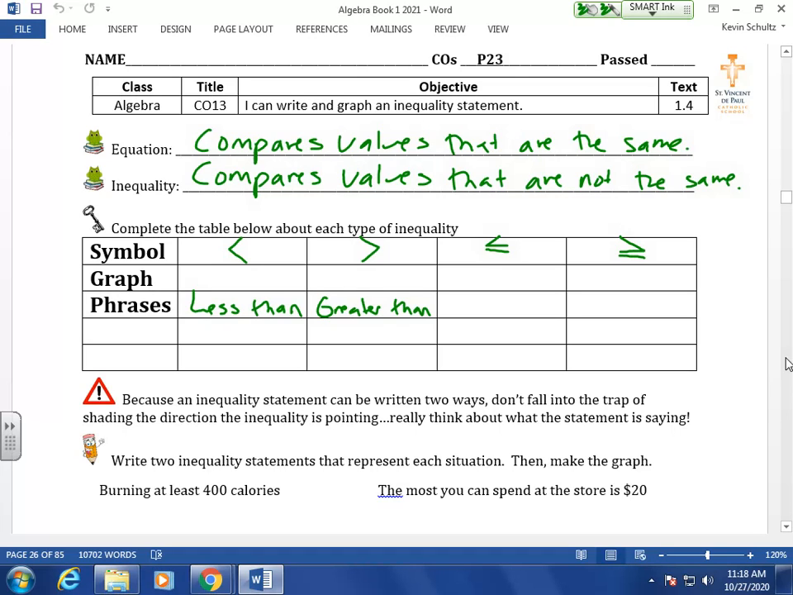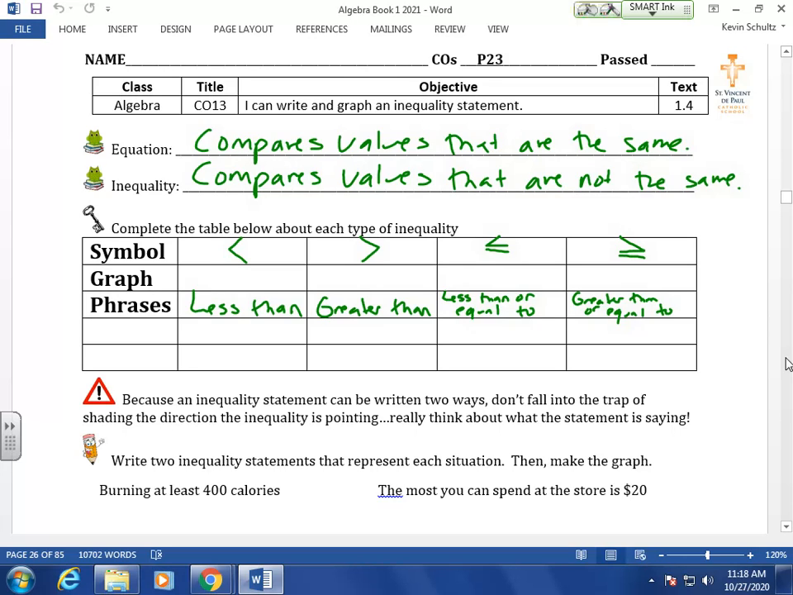And you're familiar with the second two also? Less than or equal to? And greater than or equal to? Okay. Less than or equal to and greater than or equal to. I'm going to redraw that less than sign.